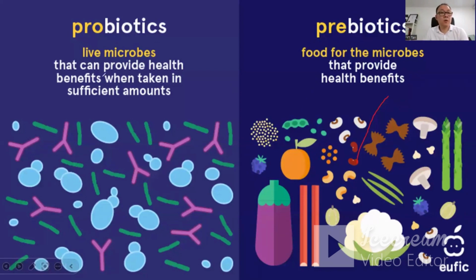All right. So we need probiotics, and probiotics are our friends. But probiotics need to survive. Just like us, we need to eat to survive. At the same time, probiotics also need to eat to survive. So what do probiotics need to eat? They eat prebiotics. Prebiotics are the food of the probiotics. So we have to feed the probiotics.